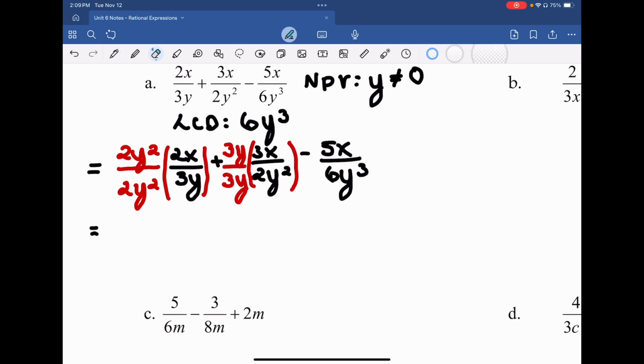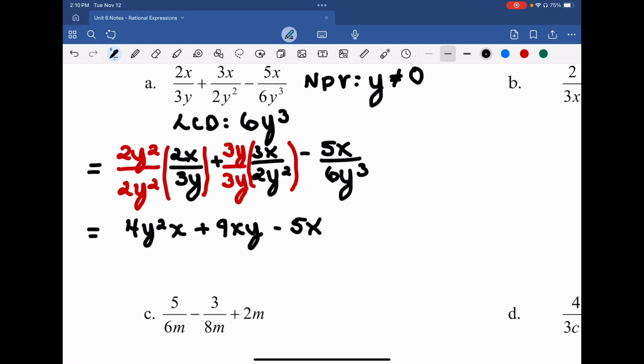Now from here, let's make sure we write it as one numerator. So I'm going to write this as equals, and we're going to expand this out. So it's going to be 2 times 2, which is 4. The y squared and the x come together in the numerator as such. This is going to be plus 3 times 3 is 9. The variables come together to make xy, and then minus 5x. And then this is all divided by the common denominator, or the LCD, 6y cubed, because all of them would multiply to make 6y cubed.